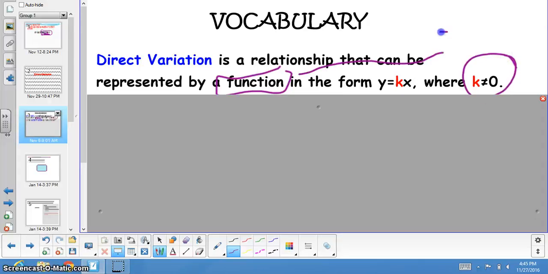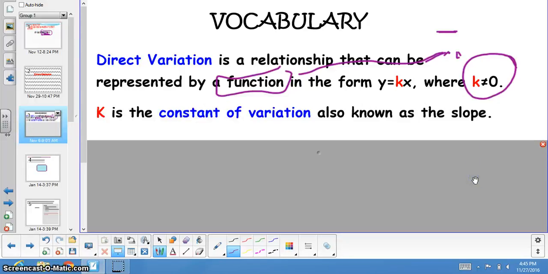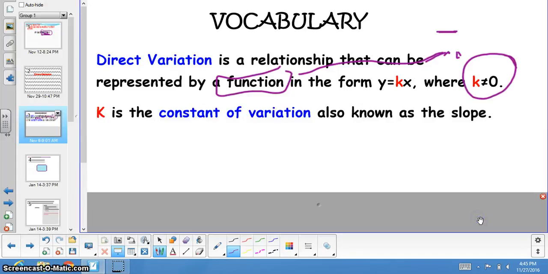So let's take a moment and review the word function. Remember, function is for every one input, there's exactly one output. You cannot have any repeating x values. K is the constant of proportionality, also known as the slope. So that's just another way of saying slope.